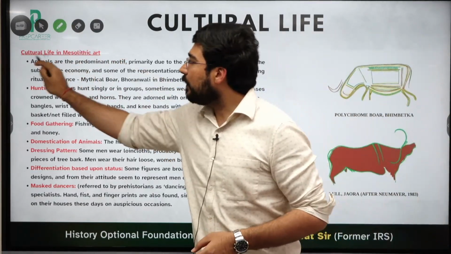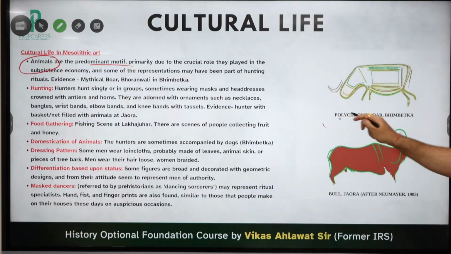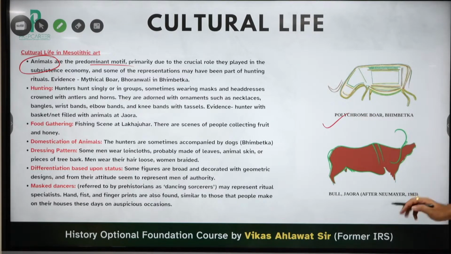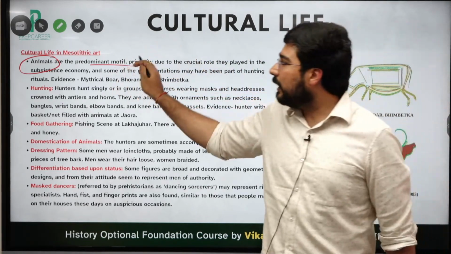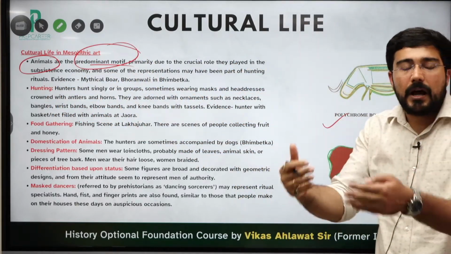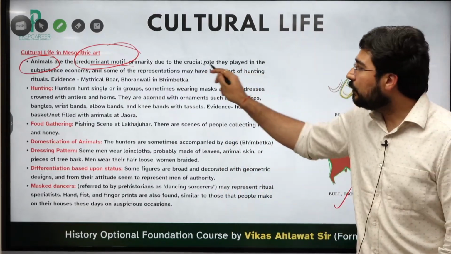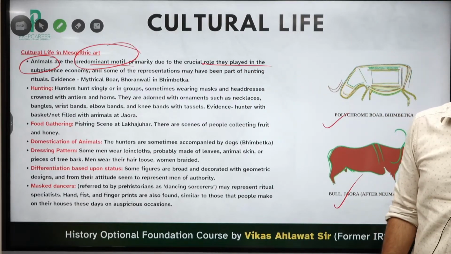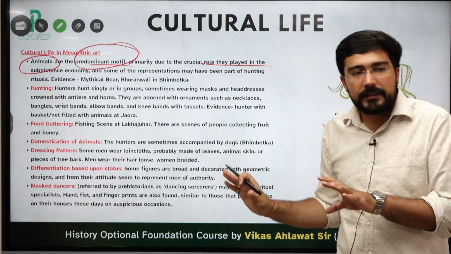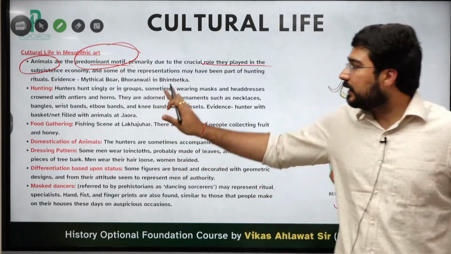So what did we find? Animals are the predominant motifs. In the majority of the paintings, you are going to find this, like polychrome boar. Polychrome meaning multiple colors. That's it. Then we found bull from Zaura. So maximum what you will find, these motifs belong to animals. It means they were an important part of the culture of Mesolithic people, primarily due to the role they played in the subsistence economy. So yes, through paintings we can get one thing very clear: the domestication of animals has started, and their role has increased in the life of the people.